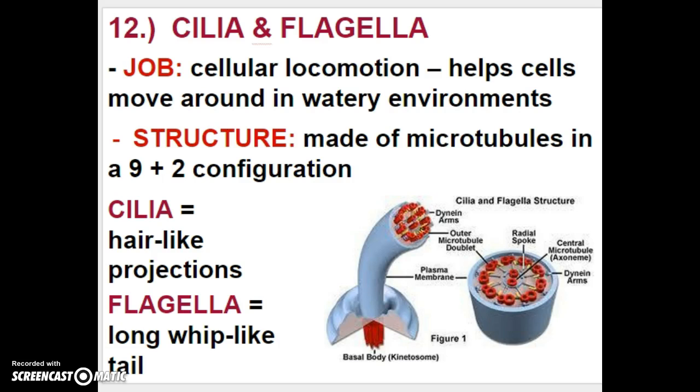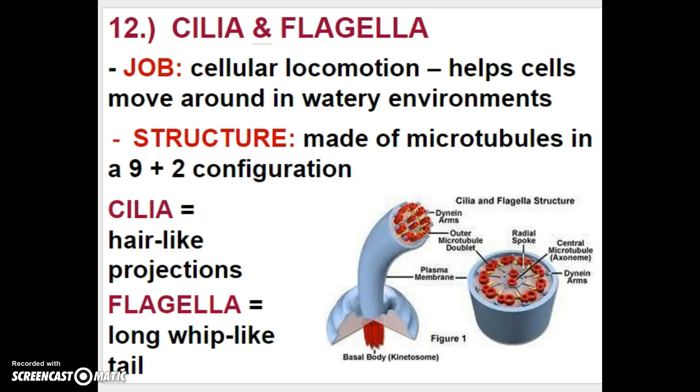Some companies are lucky enough to have a mobile office. The cilia and flagella help with cellular locomotion or movement. For some cells that are, for example, unicellular or a bacterial cell, they can help them move around in watery environments. They're made of microtubules. Cilia are found all over the plasma membrane. They're kind of hair-like projections. And flagella are a long whip-like tail. And they are pre-programmed to constantly move.